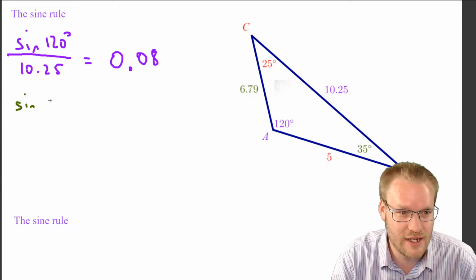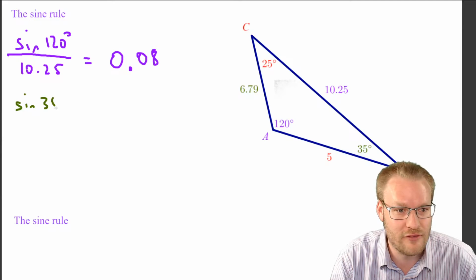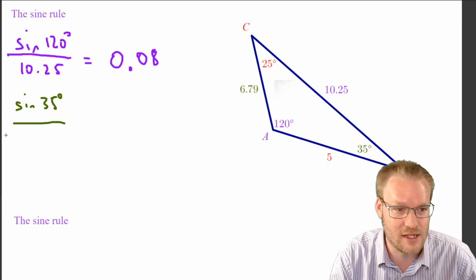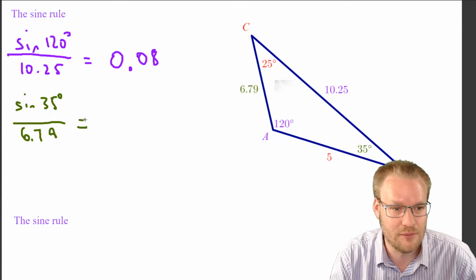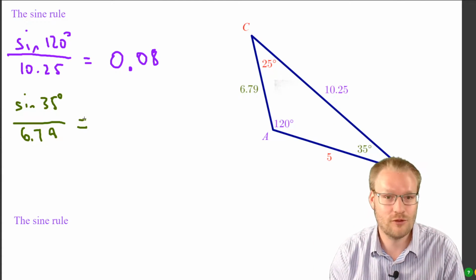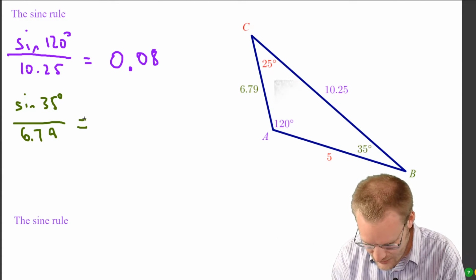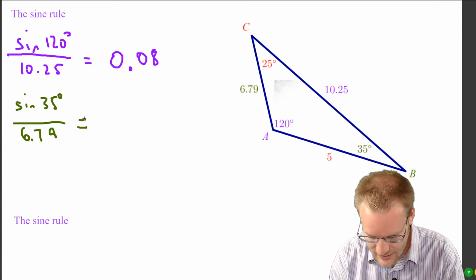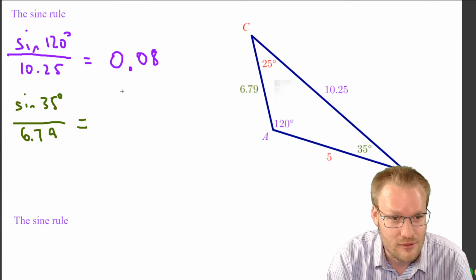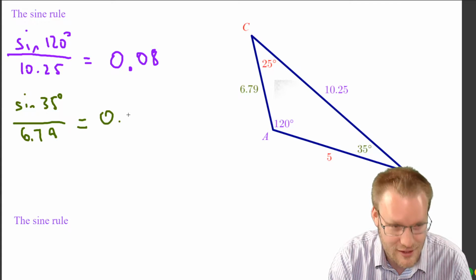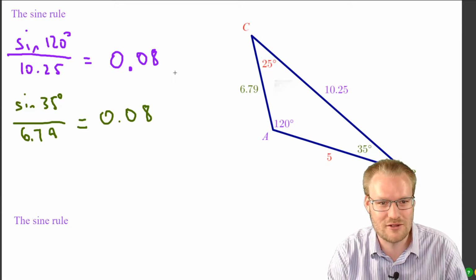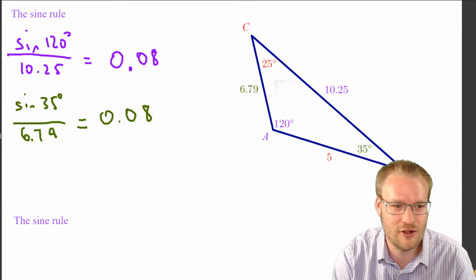So for the next one, let's go for B. What's sine of 35 degrees divided by that opposite side, 6,79? To two decimal places, what do we get? Sine 35 divided by 6,79 equals 0,08, and the rest might be slightly different because of our rounding off.